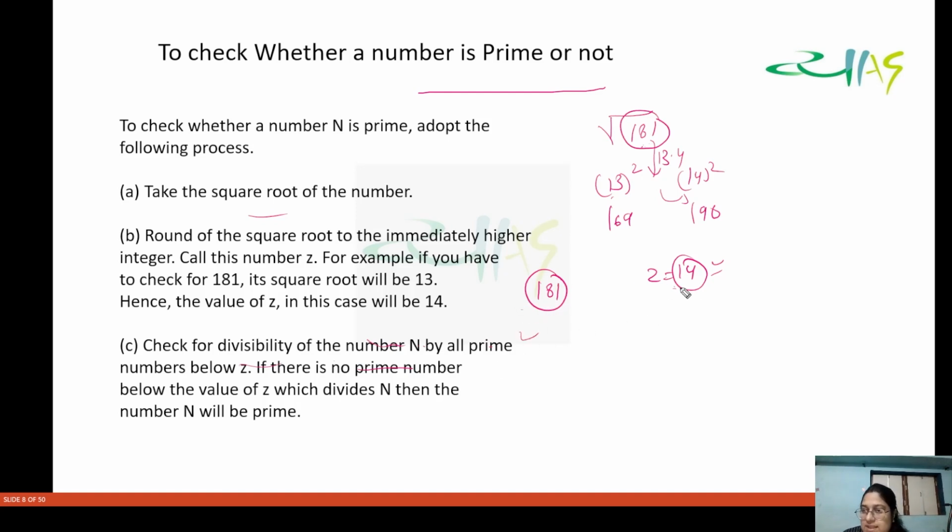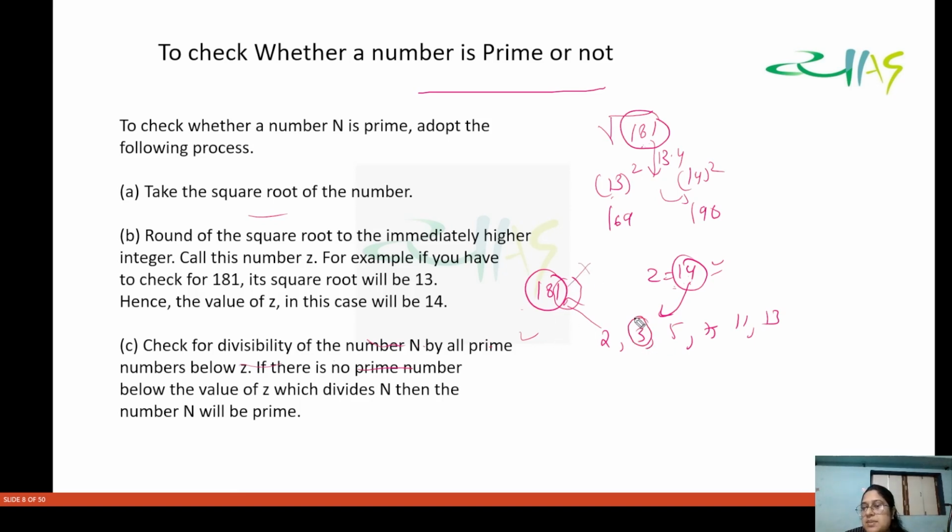Okay, so what this is saying is that we will check all the prime numbers below 14. So what are the prime numbers below 14? 2, 3, 5, 7, 11 and 13. Okay, so we know this number is definitely not divisible by 2, because the divisibility test of 2 says that your last digit should be an even number or 0. So definitely this is not divisible by 2.